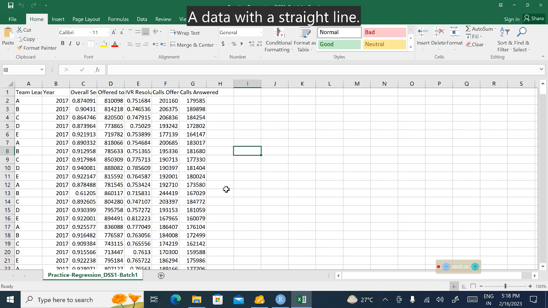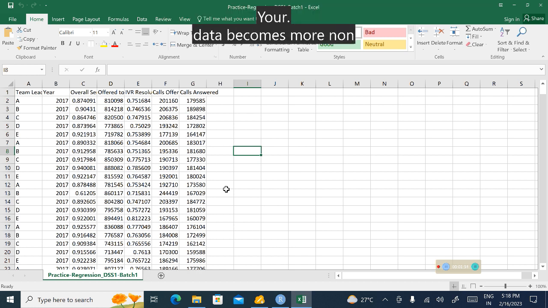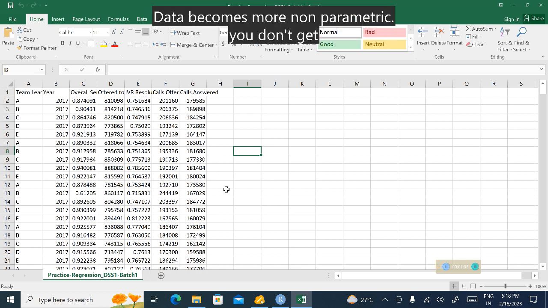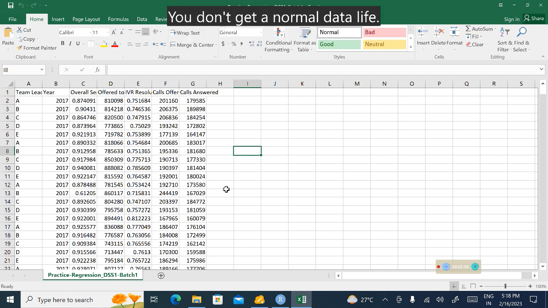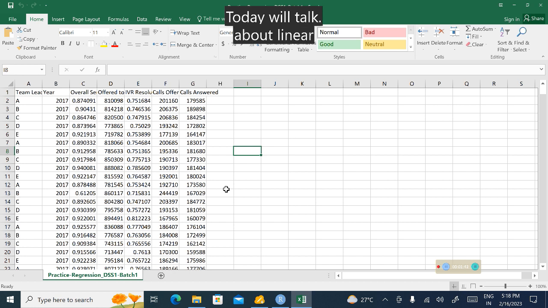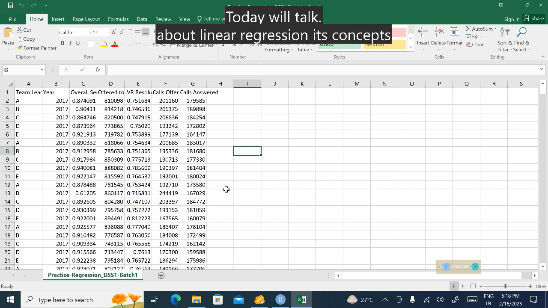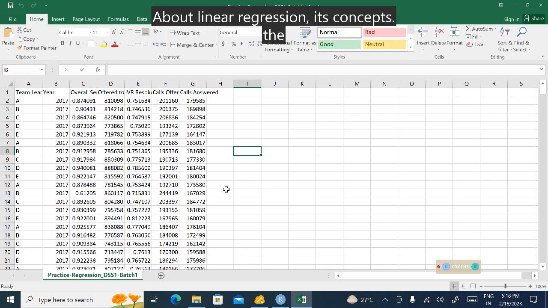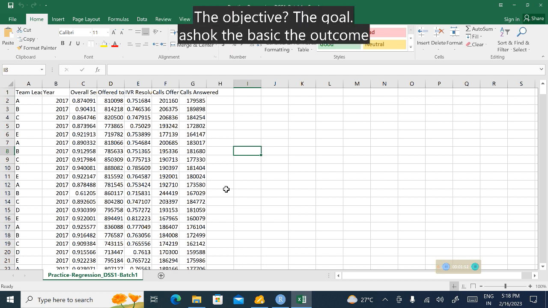As the complexity of data increases, your data becomes more non-parametric. You don't get a normal data in life. Today we'll talk about linear regression, its concepts, the objective, the goal, and some of the basic outcomes, and why they are important.